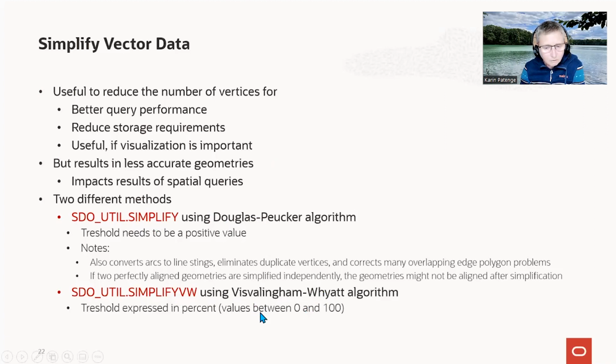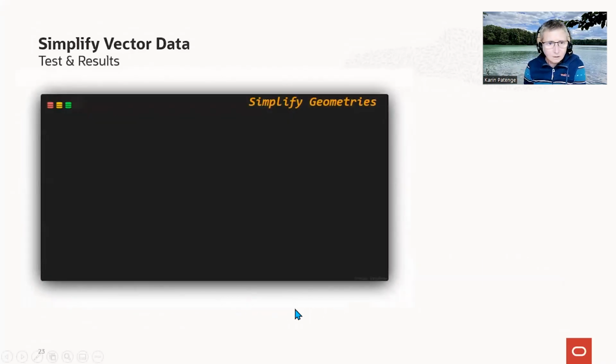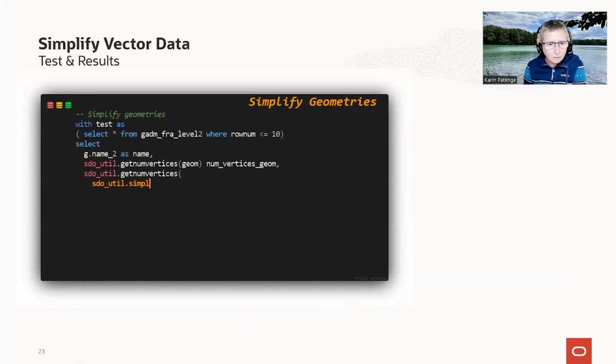You need to give some parameters. One of the parameters is a so-called threshold, which here needs to be a positive value, and the bigger the value is, the more intermediate vertices will be removed. And here for the second algorithm, you have a percentage to be specified. So you have a value between 0 and 100. And this is how you would do the simplification.